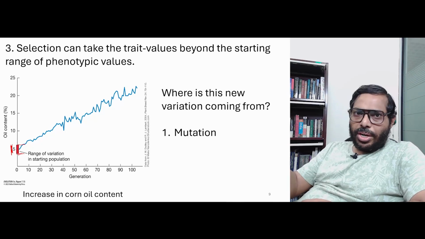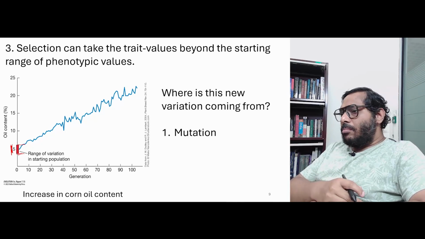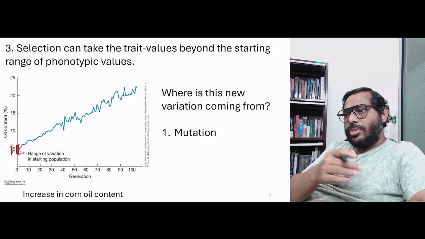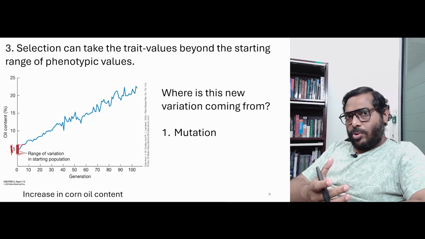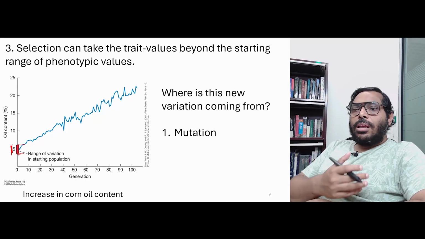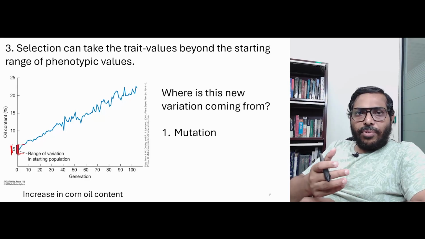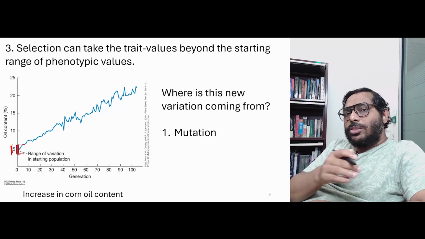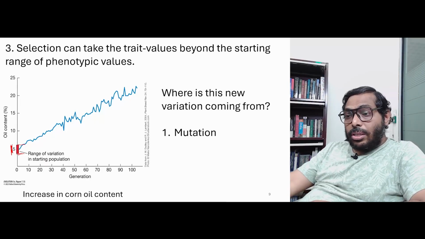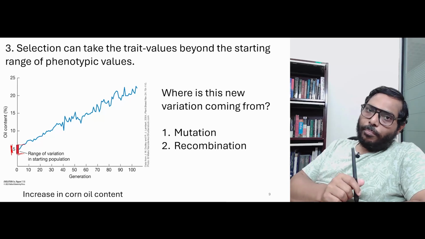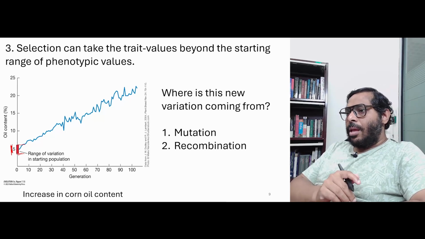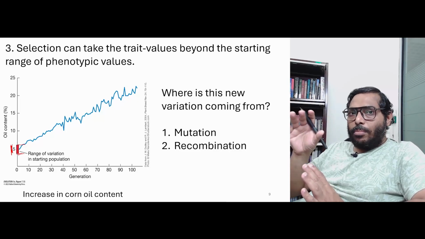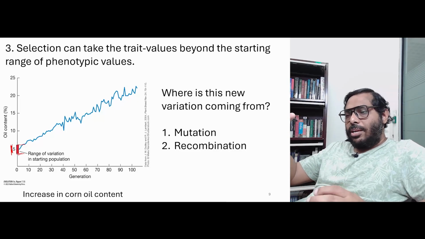One, of course, as we have already dealt with, is mutation, and mutation is a very important source. The only problem is that mutation, as we saw, is in general a somewhat slow force. The rate of mutation is not so high that you will get too much of it very fast, particularly if your population size is small. The other source of variation that is very important for sexually reproducing organisms is recombination. Now, what exactly is happening? Suppose you have certain alleles. Remember, we are talking about traits which depend on multiple alleles over here.